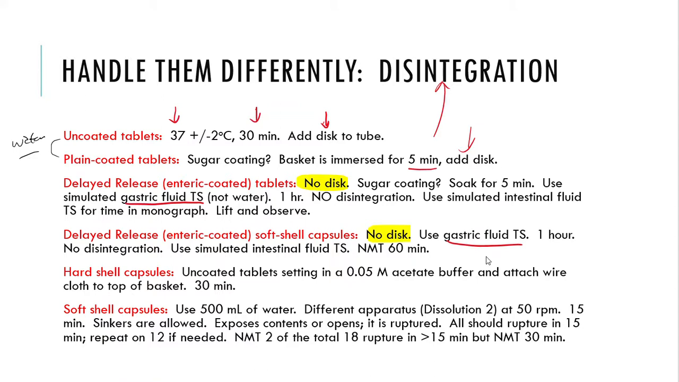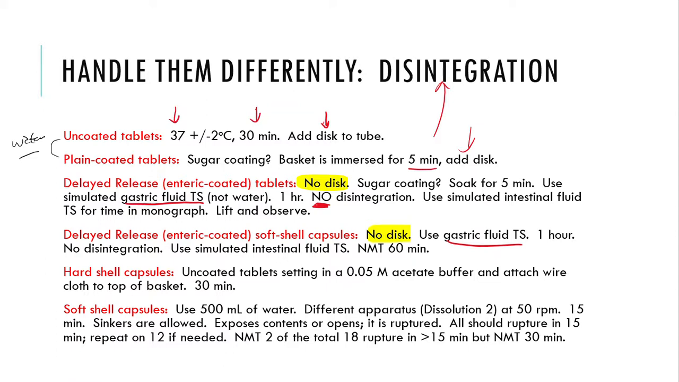So if I had a delayed release, a tablet with a sugar coating, I take the pill, no disc. I dunk the pill in solution for 5 minutes. That solution is gastric fluid. After 5 minutes, I hit the play button and it dunks and dunks for 1 hour, not the traditional run-of-the-mill 30 minutes here. In that 1 hour, I then pull the basket up and no disintegration should happen here. None, not one thing. And the reason for this is because extended release or delayed release really does its job in your intestinal tract, not necessarily in your stomach. So 1 hour, no disintegration should be present.